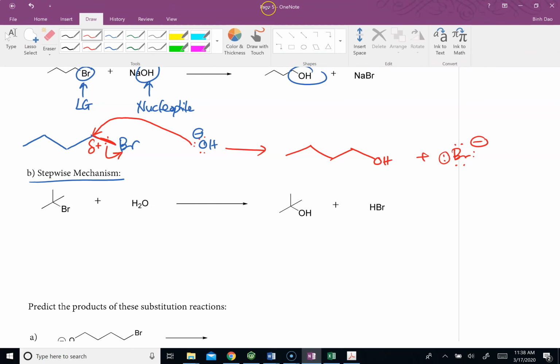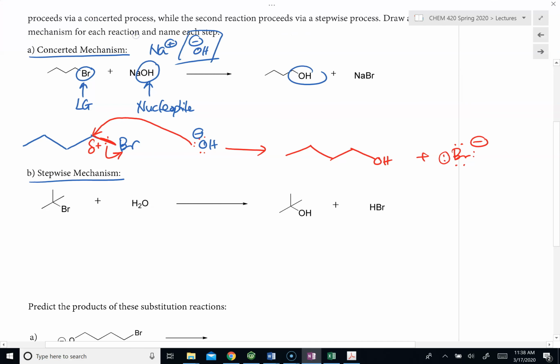Now just to make sure, we can see that the electron is ultimately being donated from this oxygen. This is the starting point where the electron was originally, and now ultimately it's being transferred to the bromine, and this is the ending point where the electron ends up.